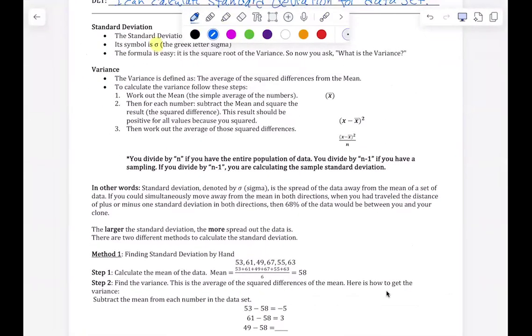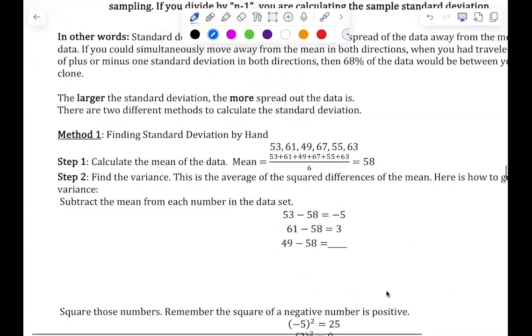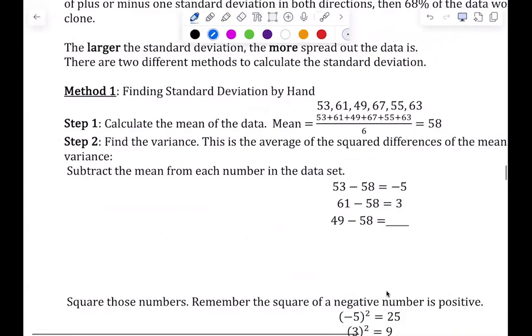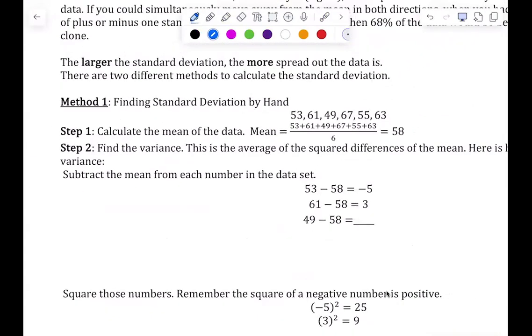We're going to do it by hand. We've got the steps written here, but I'm going to do simplified steps as we're going through. So here we go, where it says method 1. This is the data set that we're going to work this through for.